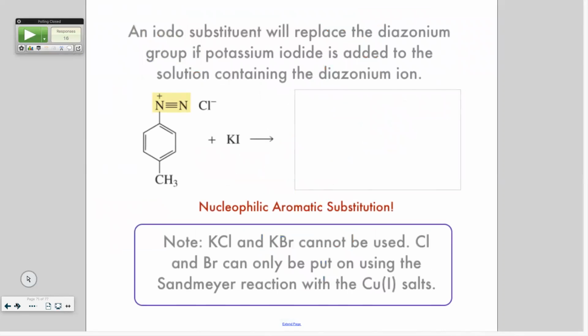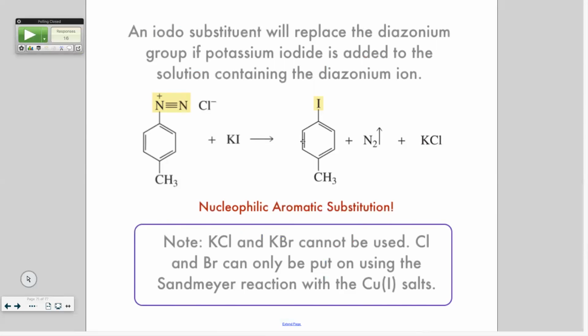Now, if you wanted to put iodine on there, they found that you didn't need the copper. Iodine is such a good nucleophile that it will work all by itself. You just add KI, and the I minus will attack and replace the nitrogen. Notice what is not the mechanism: the I minus doesn't go here and nitrogen leaves. You always get that stabilization.